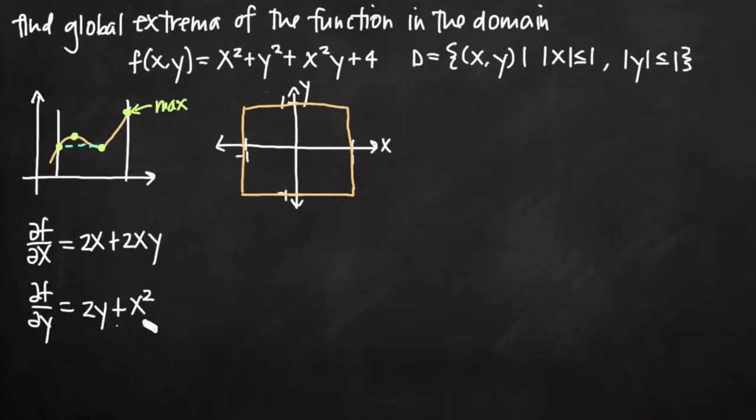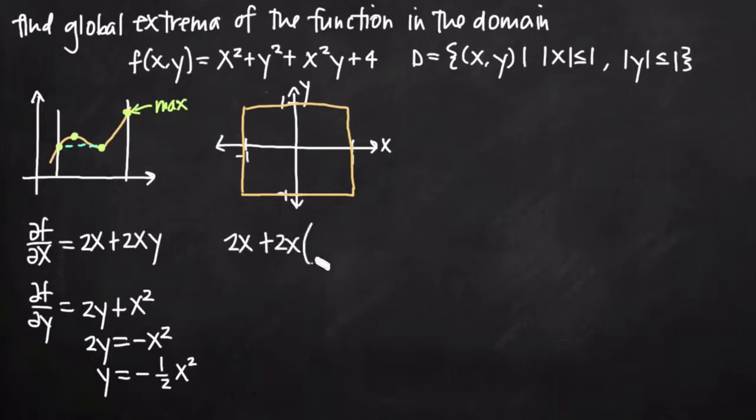Now, in order to find critical points, we need to solve one of these equations for one of our variables. We can start with this second one here. It doesn't really matter how we go about it, but in this case, I'll start with this second equation, and I'll try to solve it for y. So I'll subtract x^2 from both sides, and I'll get 2y = -x^2. Then I'll divide both sides by 2 and get y = -1/2 x^2. Now I can plug this value, -1/2 x^2, into my first equation for y to get an equation that's only in terms of x. So when I do that, I'll get 2x + 2x times (-1/2 x^2), and I set that equal to 0.